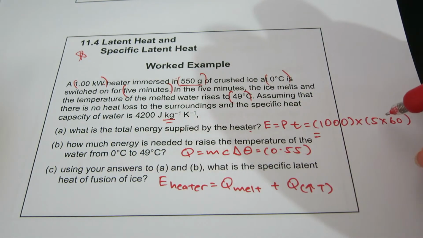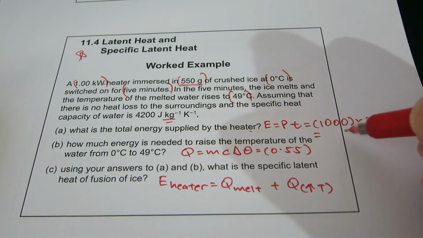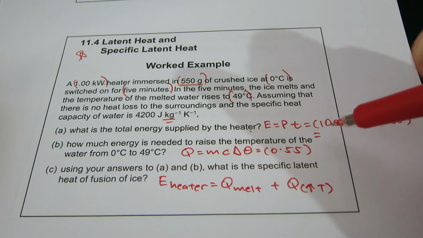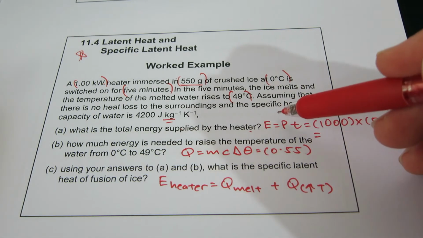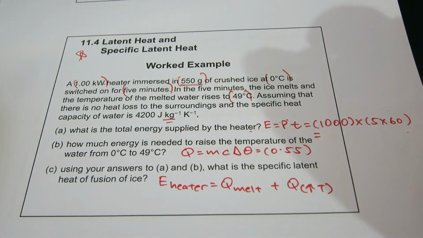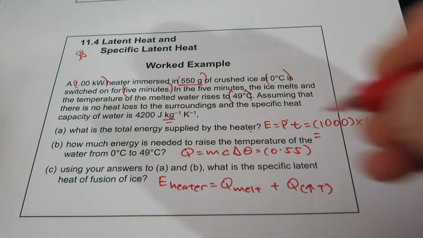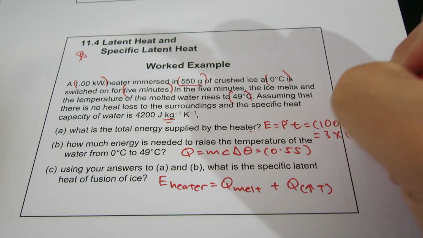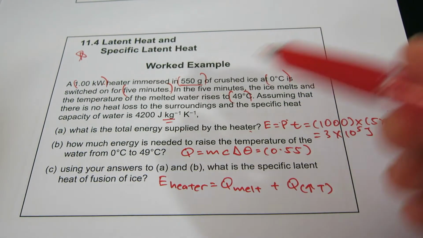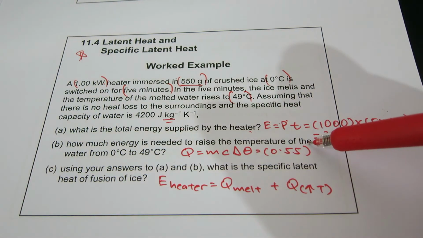It's a 1000 watt heater. So remember point number 4 on the 5 points that you need to know: energy equals power times time. So you just calculate. Remember that when you're calculating energy and you are given power, you need to convert the minutes to seconds. So 5 times 60, and that will give you an answer of 3 times 10 to the power of 5 joules. Now, they ask you how much energy is required to raise the temperature of water from 0 to 49 degrees Celsius.